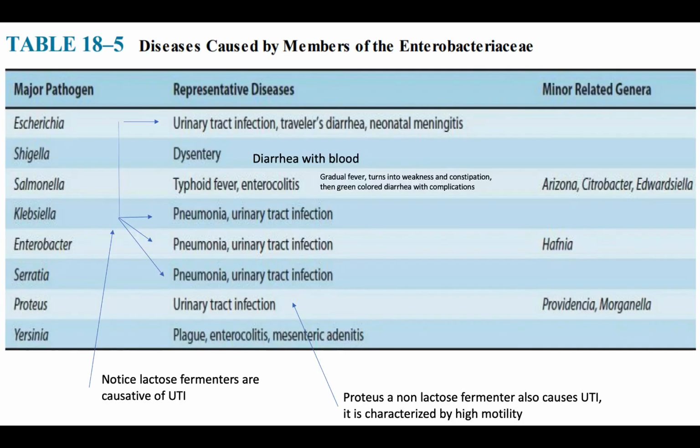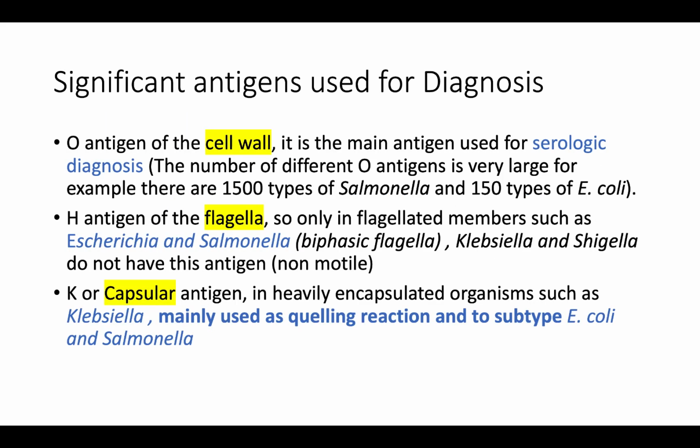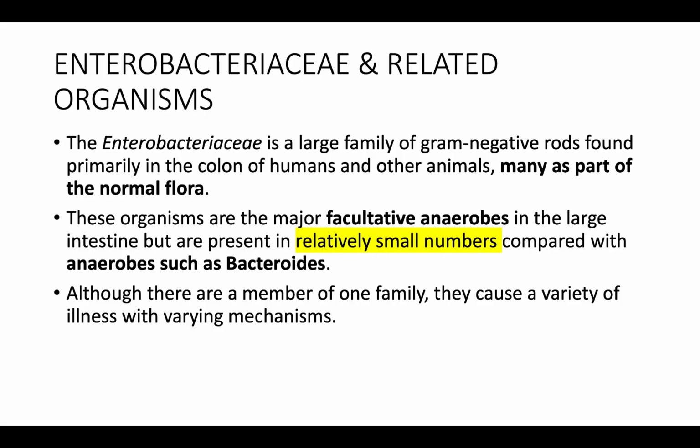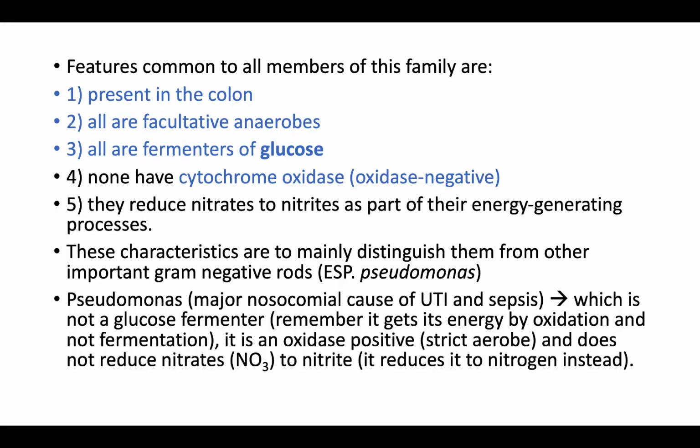So this is important to notice. And then this is where we saw this test here. Okay, so they all ferment glucose, they are all facultative anaerobes, and they are all present in the colon. None of them have cytochrome oxidase, they are all oxidase negative, so the PVNCH, none of them are in the Enterobacteriaceae group. Helicobacter is not in the Enterobacteriaceae group, as we saw from the previous slide.